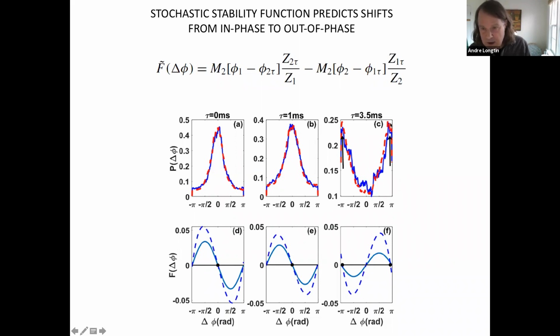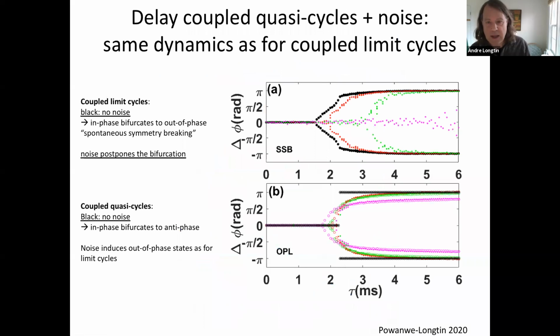And in fact, you're going to pick up these new differences in phase that are away from pi. They're out of phase, not anti-phase. And the stochastic stability function is going to pick up this as well. It's going to pick up this modulation by the noise and the delay. So you can have this picture.